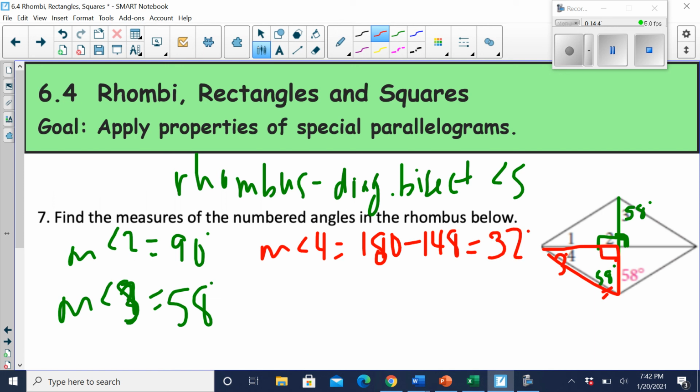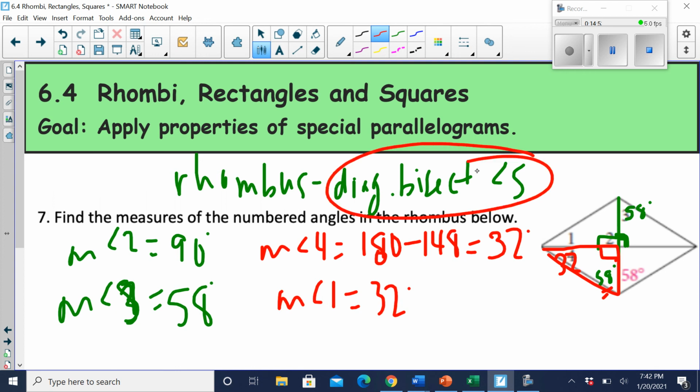Okay, and if angle 4 is 32, that also means the measure of angle 1 is going to be 32 because I just stated right here that the diagonals bisect the angles.